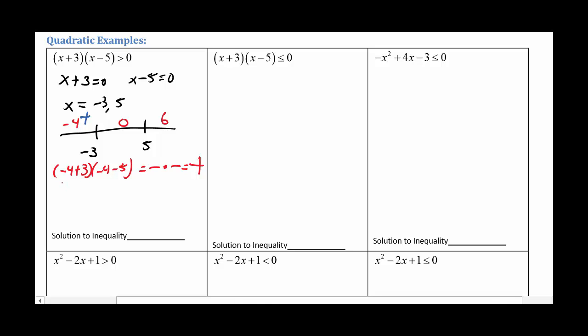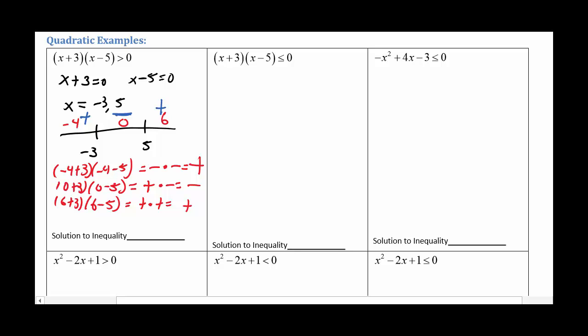Then I'm going to do the same thing with 0. So 0 plus 3 and 0 minus 5. And 0 plus 3 is a positive number. 0 minus 5 is a negative. And a positive times a negative is negative, which tells me that that part of my chart is negative. And then same thing with the 6. So 6 plus 3 and 6 minus 5. So we get a positive times a positive, and that time we get a positive result.